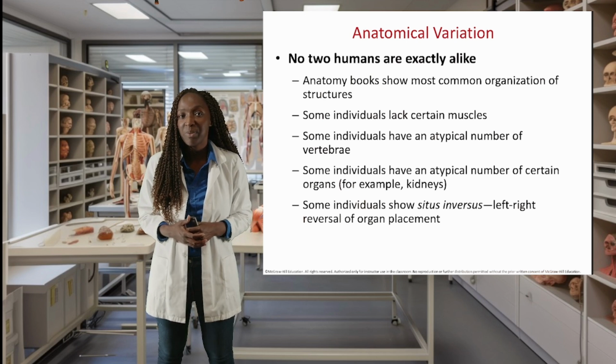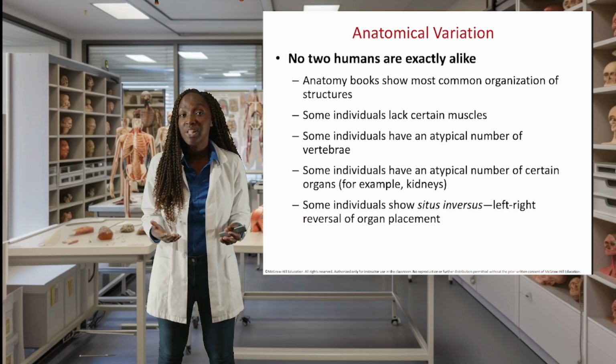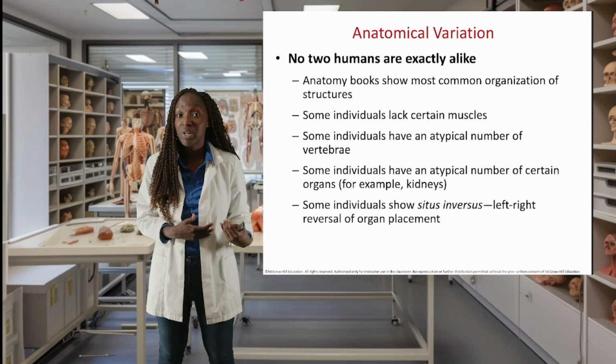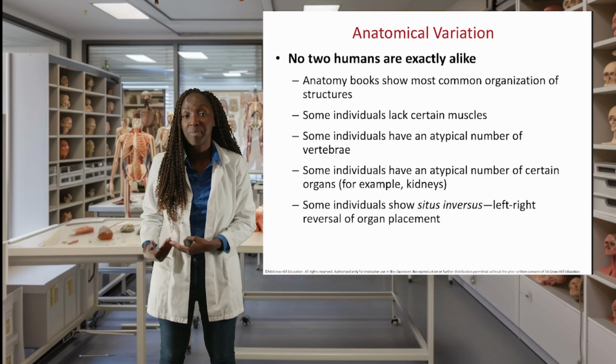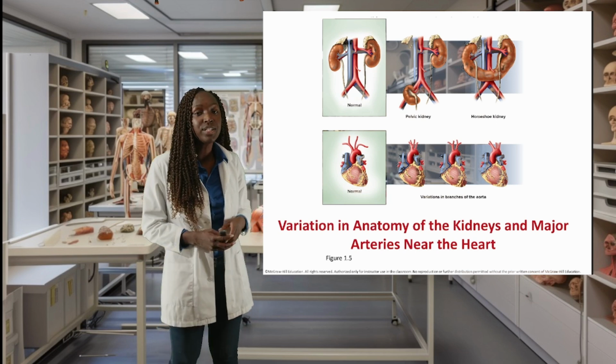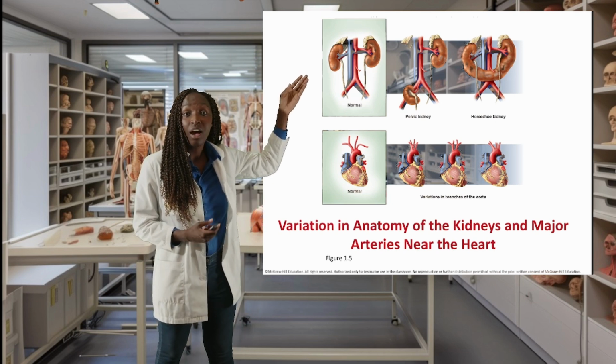have atypical number of certain organs, and some will even have what's called situs inversus, where you have an organ that we expect to be on one side of the body, however we find the organ placement on another. Let's look at some examples. Our first example is going to be the normal orientation of the kidneys.